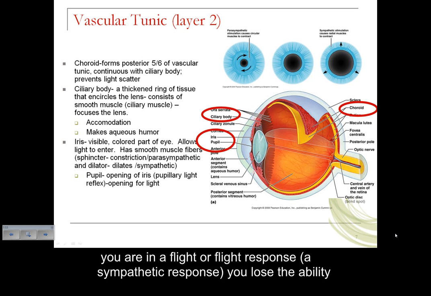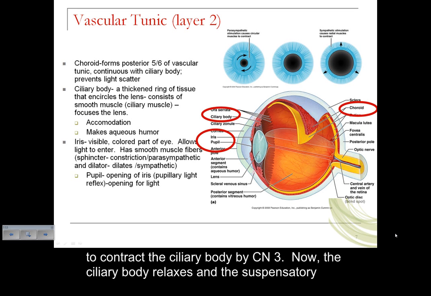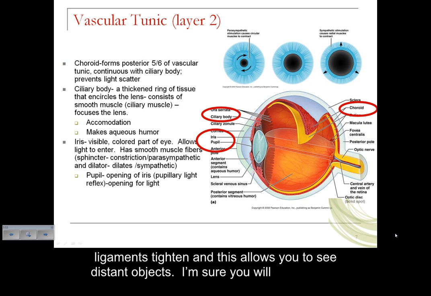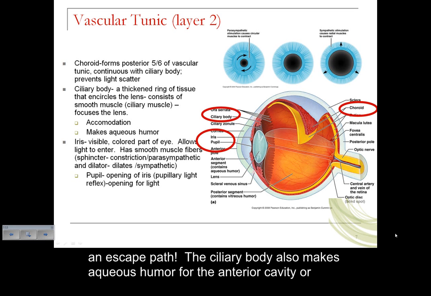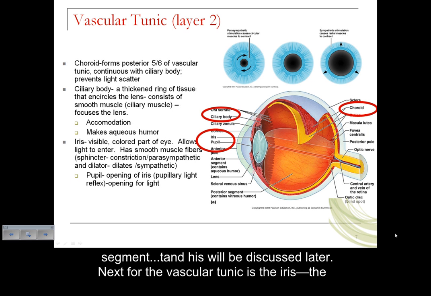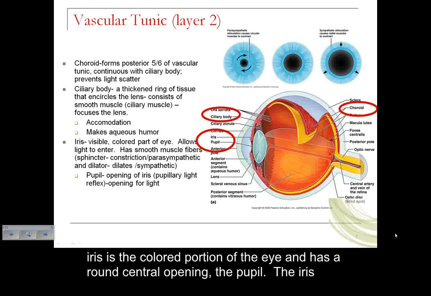When you are in a fight or flight response, a sympathetic response, you lose the ability to contract the ciliary body by cranial nerve 3. Now the ciliary body relaxes and the suspensory ligaments tighten, and this allows you to see distant objects. I'm sure you will agree that when your life is in danger, it is in your best interest to be looking out for an escape path. The ciliary body also makes aqueous humor for the anterior cavity or segment, and this will be discussed later.